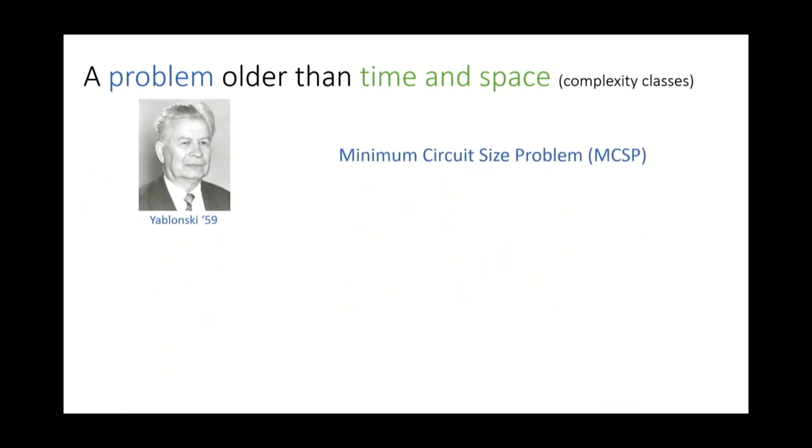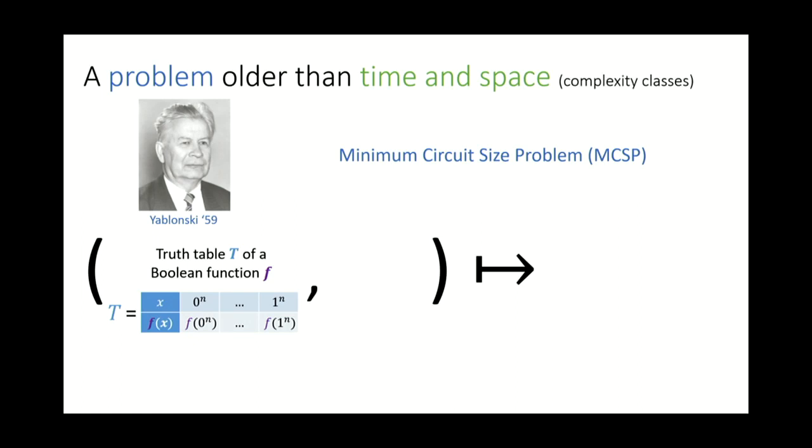So what is the minimum circuit size problem? Well, the minimum circuit size problem, or MCSP, takes two inputs. The first is the truth table T of a Boolean function, so just all the values the function takes on all of its inputs. And the second is a size threshold, S, which is a natural number. And the output of MCSP is: does there exist a circuit with at most S wires computing the function F? Is it clear? Anybody have any questions?